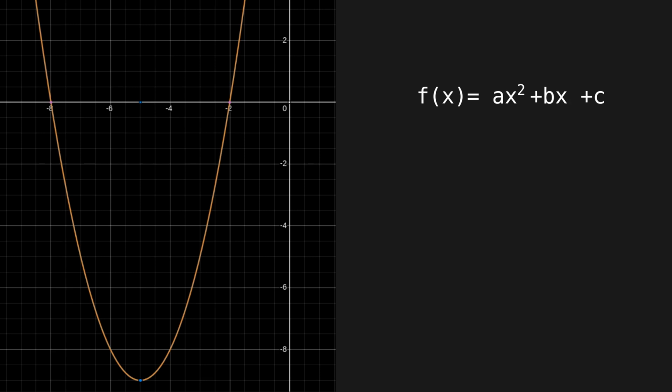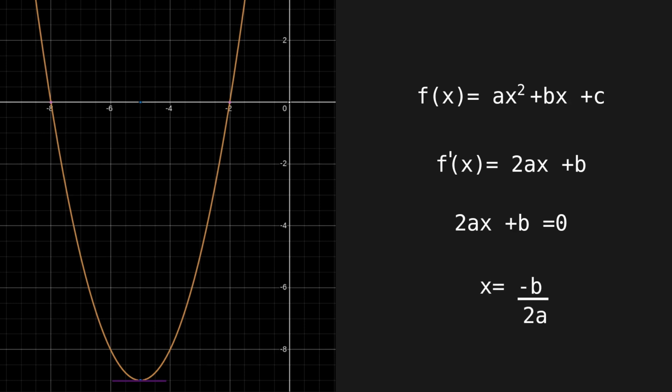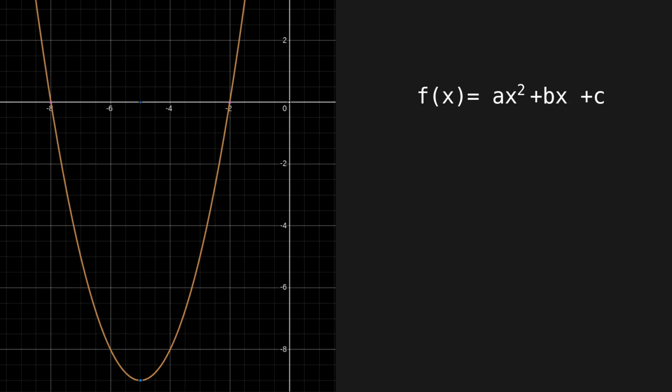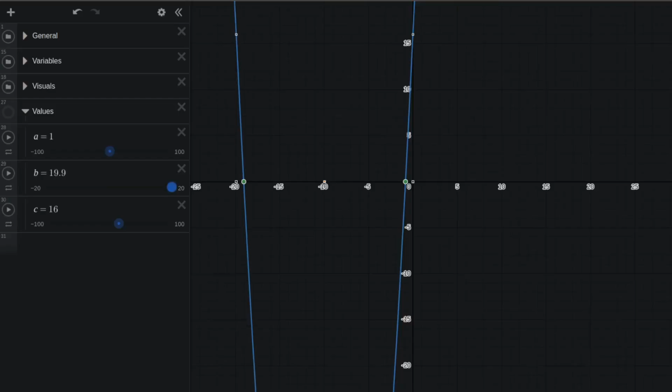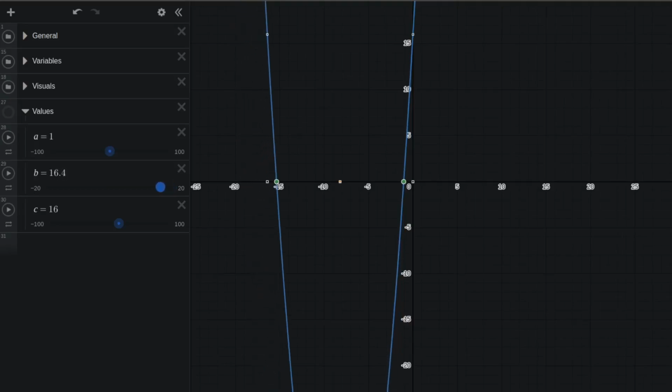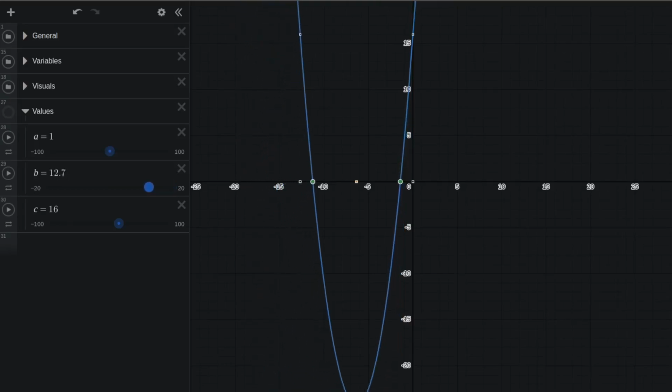We know the derivative is 2ax plus b, and setting it to 0 gives a position that has a slope of 0. So 2ax plus b is equal to 0 and x is equal to minus b over 2a. So the vertex should be minus b over 2a, and the equation to find the vertex is, we know roots are only real numbers if the vertex is negative or at 0.